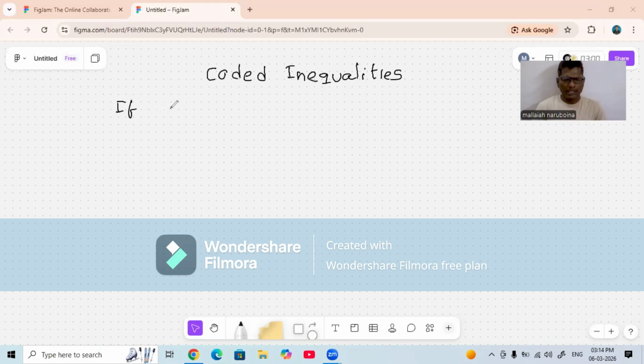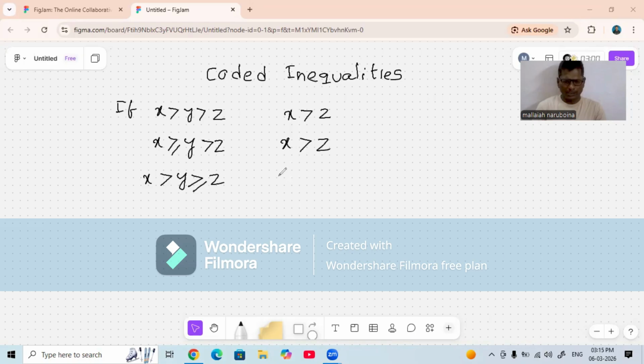If x greater than y and y greater than z, in this case, x must be greater than z. If x greater than or equal to y and y greater than z, in this case, x greater than z. If x greater than y and y greater than or equal to z, in this case also x greater than z. If x greater than or equal to y and y greater than or equal to z, so in this case x greater than or equal to z.